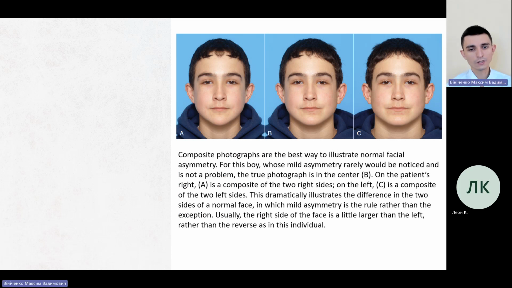Composite photographs are the best way to illustrate normal facial asymmetry. For this boy, whose mild asymmetry would rarely be noticed and is not a problem, the true photograph is in the center. On the patient's right is a composite of the two right sides. On the left picture is a composite of the two left sides. This dramatically illustrates the difference in the two sides of a normal face, in which mild asymmetry is the rule rather than the exception. Usually, the right side of the face is a little larger than the left, rather than the reverse as in this individual.